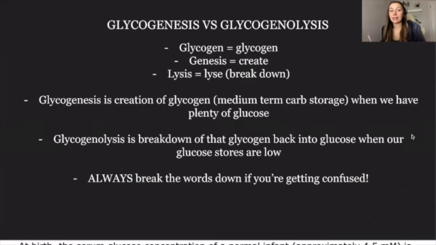Okay, let's take glycogenesis and glycogenolysis. Those words are so similar. Let's not get them confused. Break them down if you're ever getting confused about which one you're looking at. We have glycogen in both of these words, so we're talking about glycogen, the long-term storage for carbs. Genesis means create. So in glycogenesis, we're creating glycogen, whereas in glycogenolysis, lyse means to break down. So in glycogenolysis, we are breaking down glycogen. They are the opposite of each other.